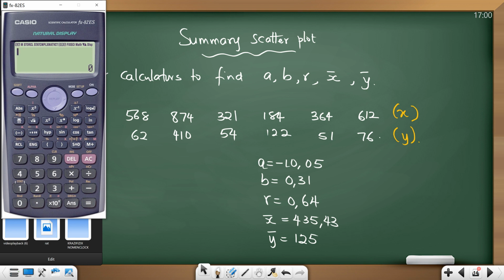AC. Statistics is that. Now, everything you are doing has to do with regression. So what do we go to here? 7. What is your A? A equals negative 10,05. Please make sure you write those. What is your B? B is 0,31, right? Again, what are we looking for? Regression, which is what? R. 3 equals 0,64. Please, I want you to take note here.